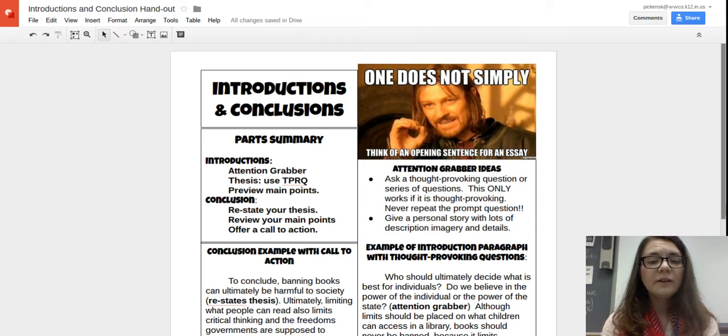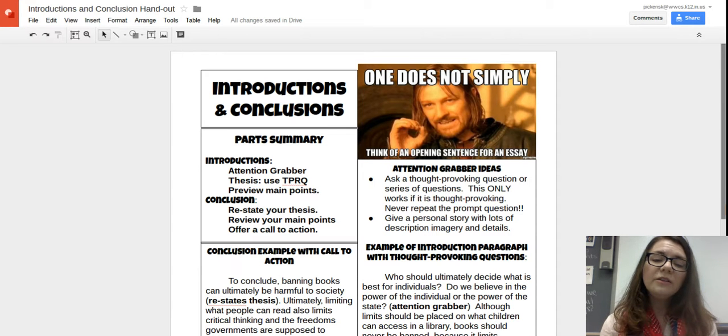So first of all, the parts in an introduction: you're going to begin with an attention grabber. Always begin with the attention grabber because you want to grab their attention first. And then you're going to use your thesis, and you're going to use TPRQ for that and have your thesis statement. And then the next part is you're going to preview your main points. Those are your main claims that you're making in your essay. Again, that goes back to that roadmap idea: this is where I'm going with my argument, this is how I'm supporting my thesis that I just gave.